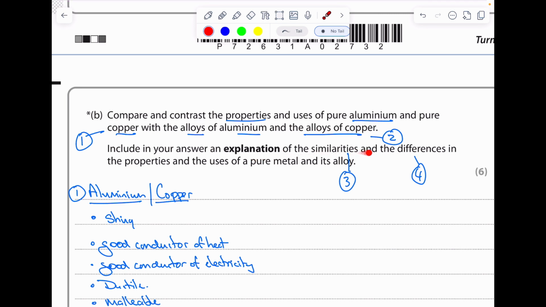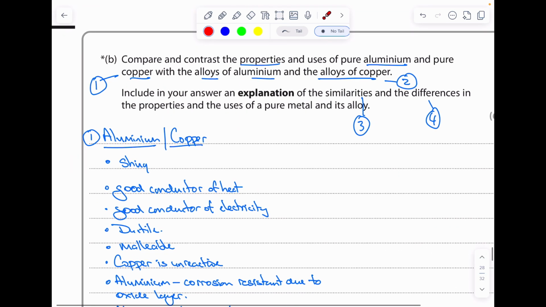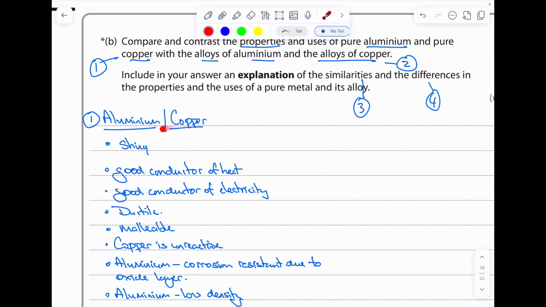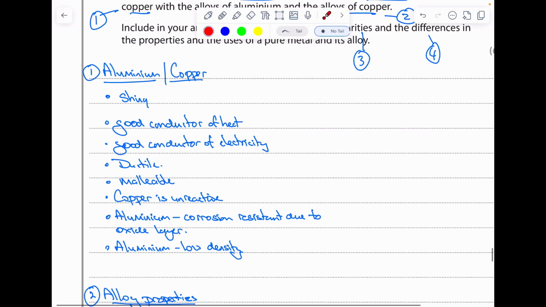And then we're going to look at the similarities and differences and try and explain why that happens. Okay, so the pure metals, aluminium, copper. Here are some features, properties that they have. So you can see they are shiny. They're good conductors of heat, good conductors of electricity, sort of standard stuff.